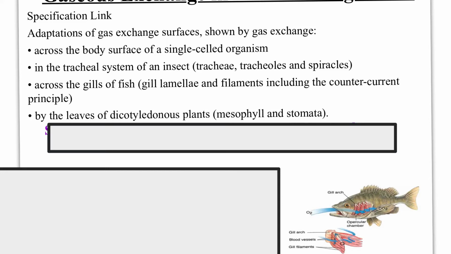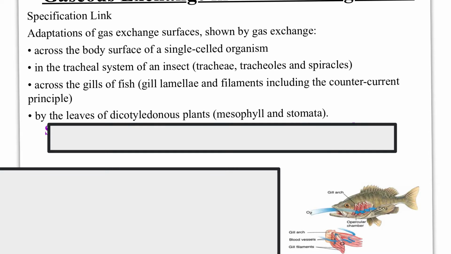And in this video, I'm going to be talking to you about gas exchange in different organisms. So historically, you've learnt mostly about mammalian gas exchange in humans. But today we're going to be talking about gas exchange in single-celled organisms. We're going to be talking about gas exchange in insects, gas exchange in fish, and gas exchange in the leaves of dicotyledonous plants.